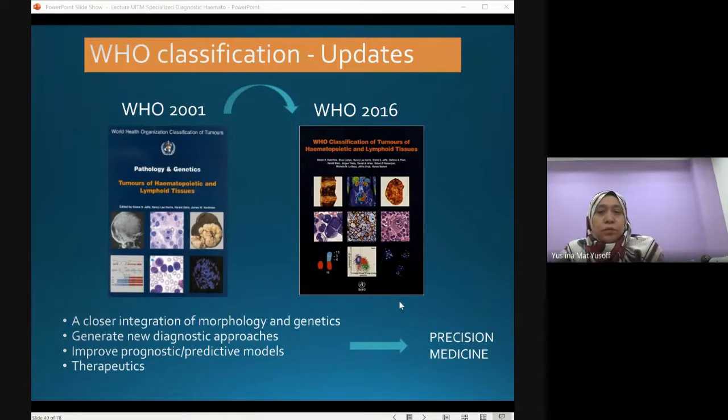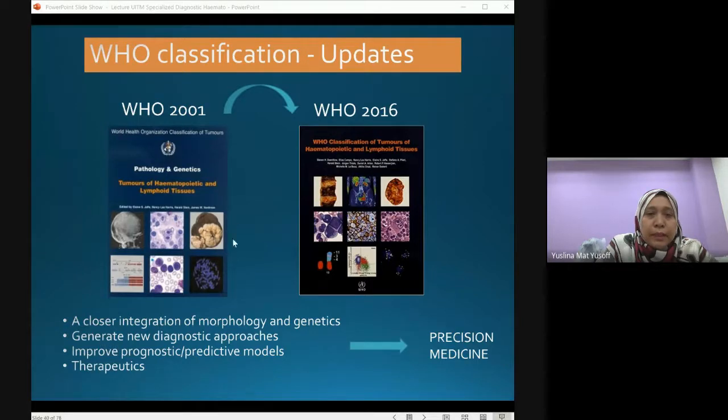So this is just to share with you, for the doctors in the hospital and also for the pathologists, when we do diagnosis, we base it on this WHO classification. Actually, recently, I think in 2016, they moved to integrate, or give a closer integration of, morphology and genetics. Previously, we focused more on the morphology of the cells. Now we already include genetics in the classification.